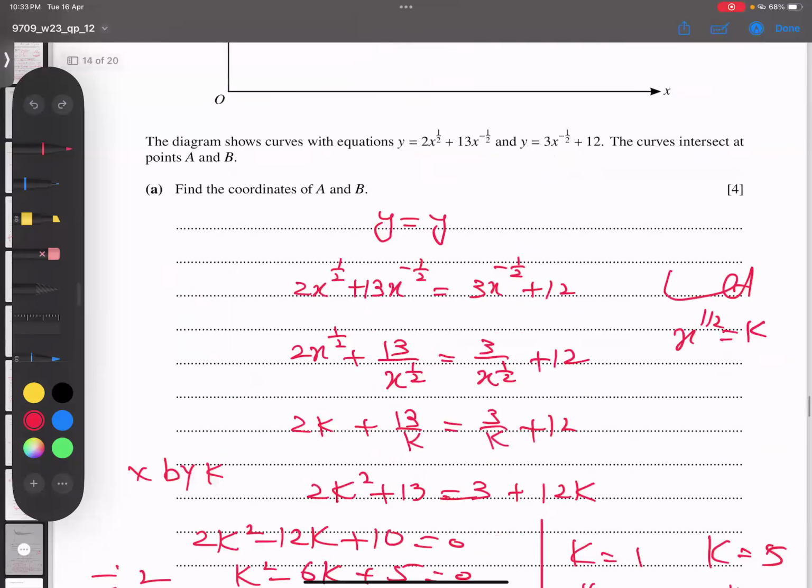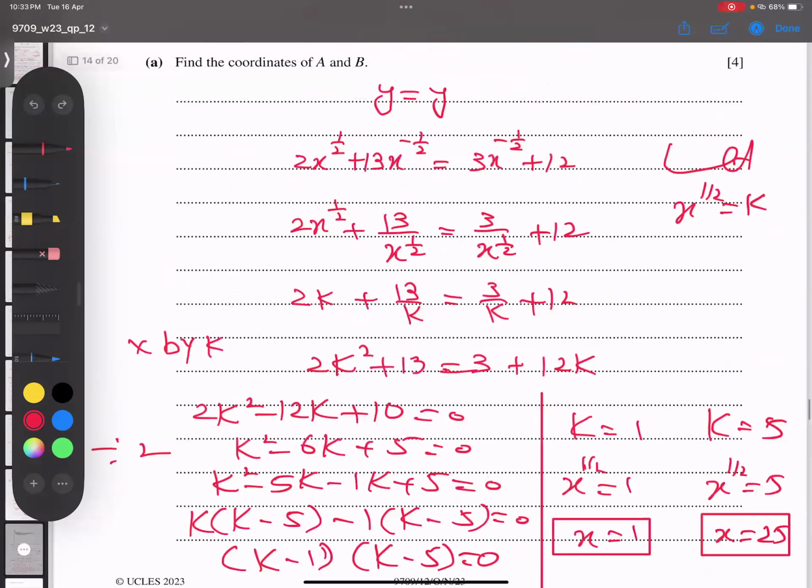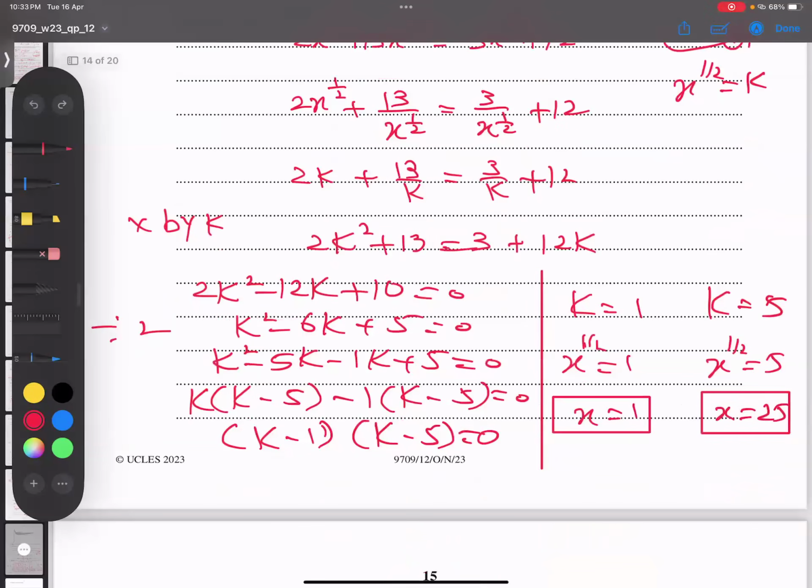But he was asking not only x, he was asking the y coordinate too. So I will plug into any one equation you like. When I plug 1 into this equation, 12 plus 5 becomes 15. So y equals 15, and we have done it. So the A coordinate turns out to be (1, 15).